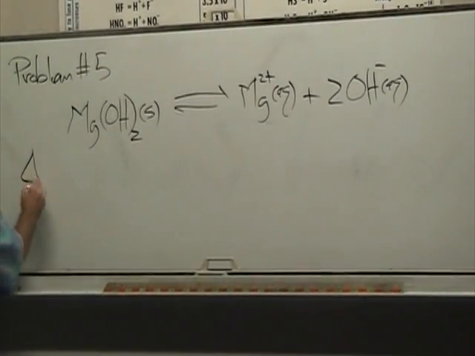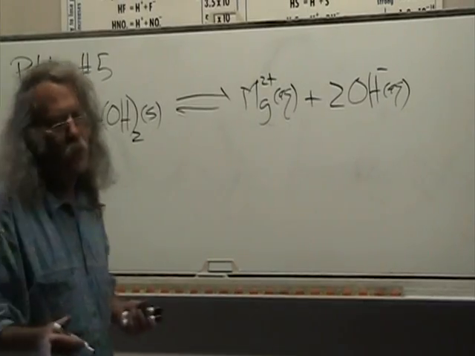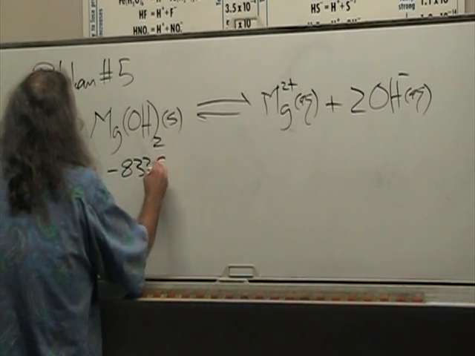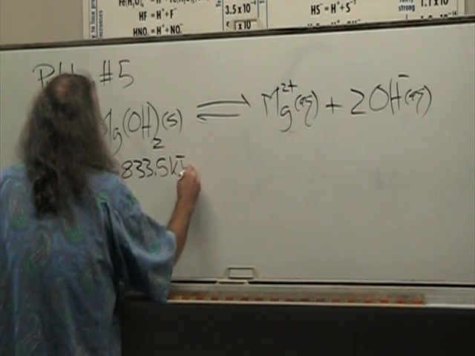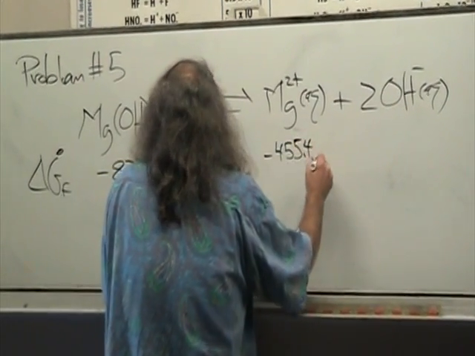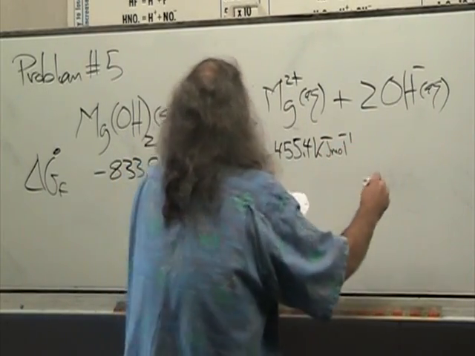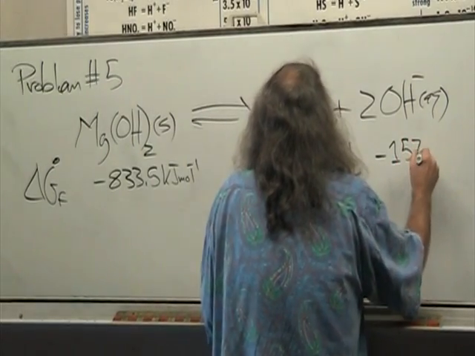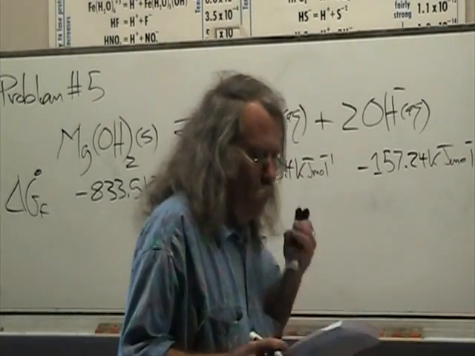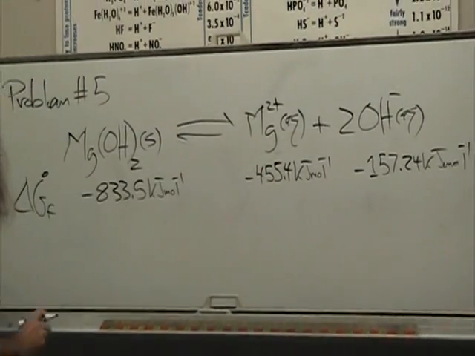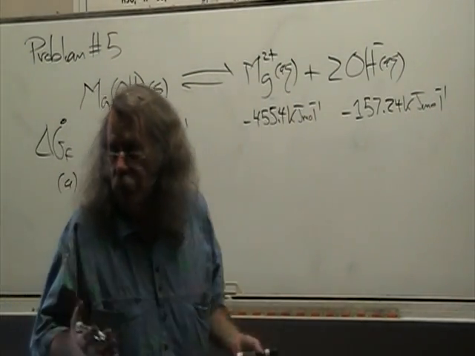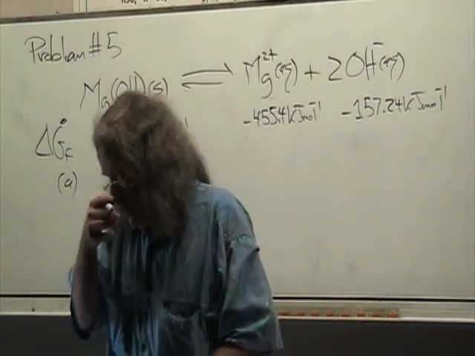And we're given the delta G naught of formation of these, and that is minus 833.5 kilojoules per mole, minus 455.4 kilojoules per mole, and minus 157.24 kilojoules per mole. So, given this information, part A, what is delta G naught for the process? What's the Gibbs free energy change for the overall process?